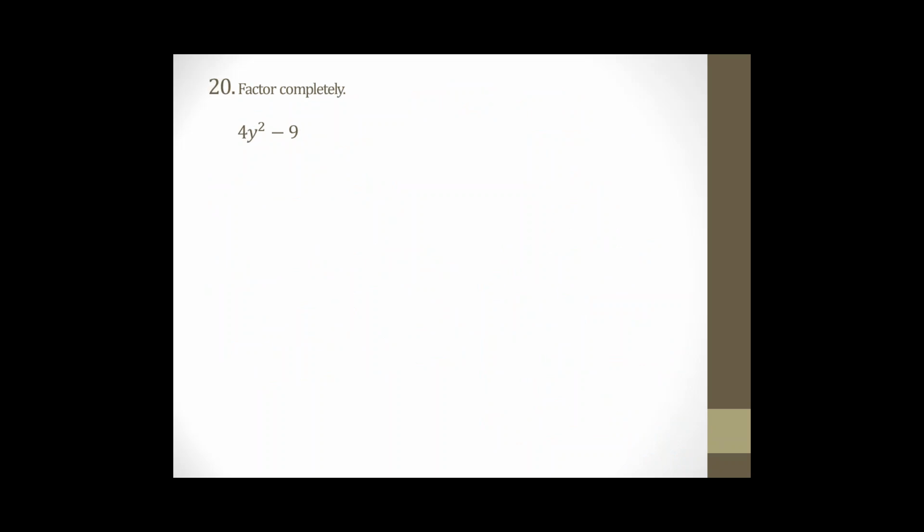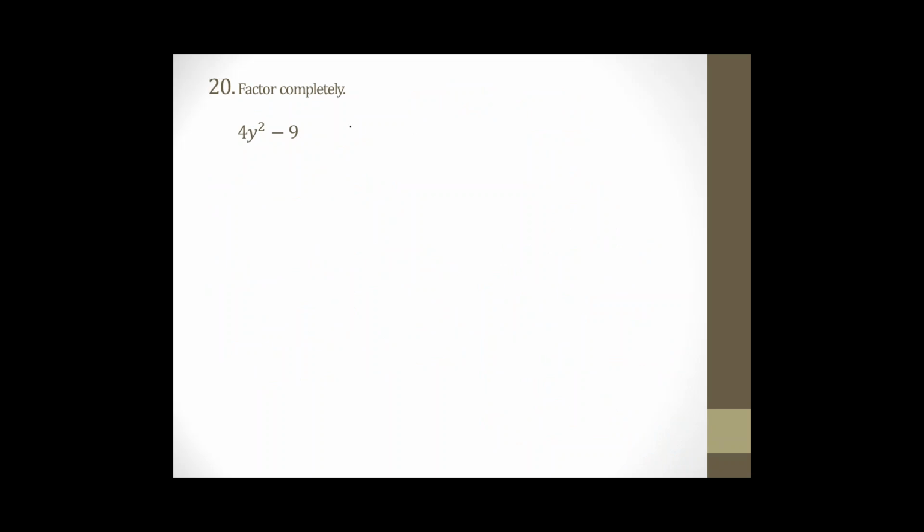Okay, so number 20, factor completely. So always look for a GCF first. We do not have a GCF between 4y squared and negative 9. So now we're going to look at how many terms we have. We have 2 terms, okay? So we look for either perfect squares or perfect cubes. If we don't have one of those, then we're done. We can't factor it. So we have perfect squares.